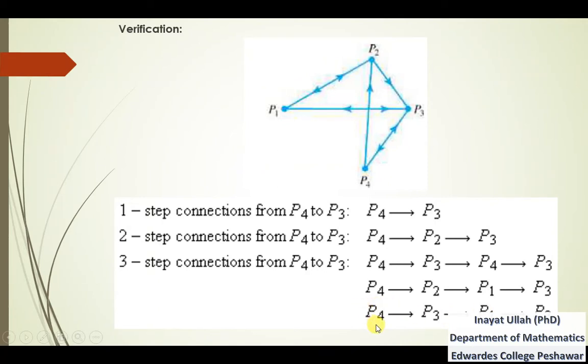And that is the third three-step connection. You should move from P4 to P3, then from P3 to P1, and then again from P1 to P3. So that is the third three-step connection. No three-step connection exists other than these three-step connections.